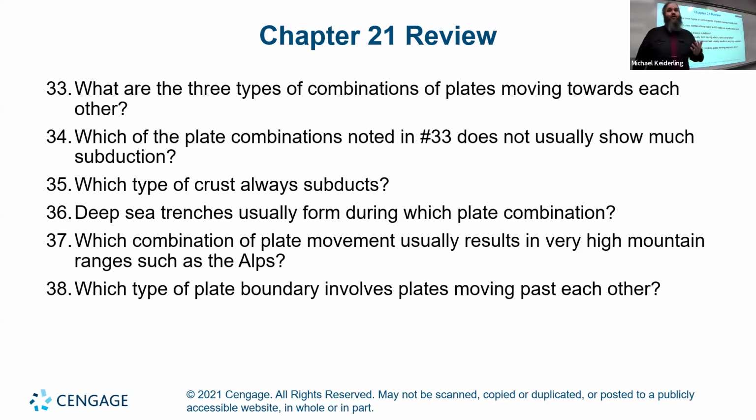Deep sea trenches usually form during oceanic-oceanic and oceanic-continental convergences, where one plate subducts, you get a deep sea trench. The combination of plate movement that results in very high mountain ranges, such as the Alps, is continental convergence. This is, again, what causes the Himalayas and the Alps, where two continents slam together and pile up. And the type of plate boundary that involves plates moving past each other is a transform plate boundary, like at the San Andreas Fault.